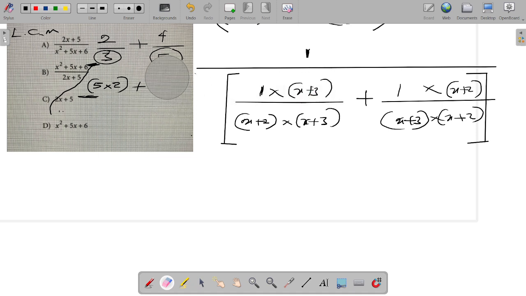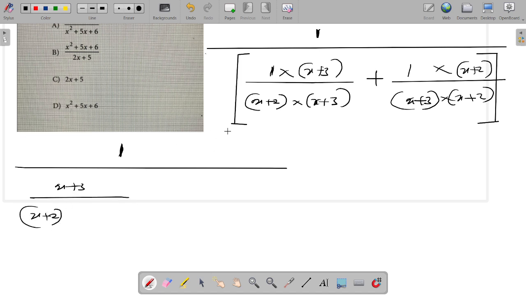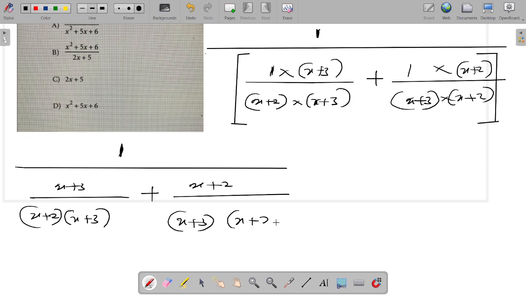For now, I'm using your method to solve this question by multiplying the top number by the denominator of the second term, and then do the same thing for the down part here, okay? And I'll do the same thing for the second term. Now this is what we've got, right? Which is 1 times x plus 3, which is x plus 3, divided by the product of x plus 2 and x plus 3, then you sum it with 1 times x plus 2, which is x plus 2, divided by x plus 3 and x plus 2.